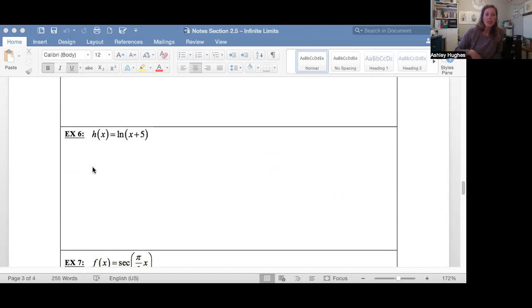Example 6, natural log. You just kind of have to know that function. The natural log of x, I do have a little video that quickly goes over that. Natural log looks like this normally, this point is (1, 0). This is plus 5, which means it's shifted left because if you remember, the inside horizontal goes opposite. So left 5, 1, 2, 3, 4, 5.